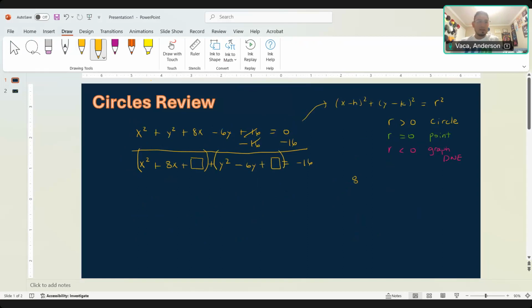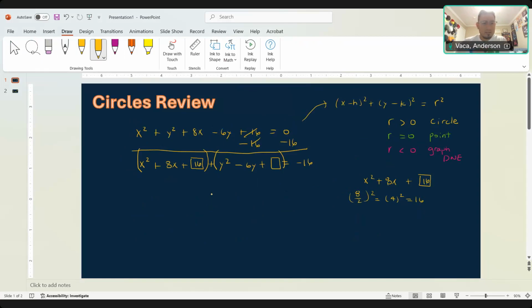Well, I'm going too fast. Let me take it back. I wanted to write x squared plus 8x plus, what is this number? We'll take 8 divided by 2 and we'll square that. That will be 4 quantity squared, which is equal to 16. So 16 will be the number that will complete the square.